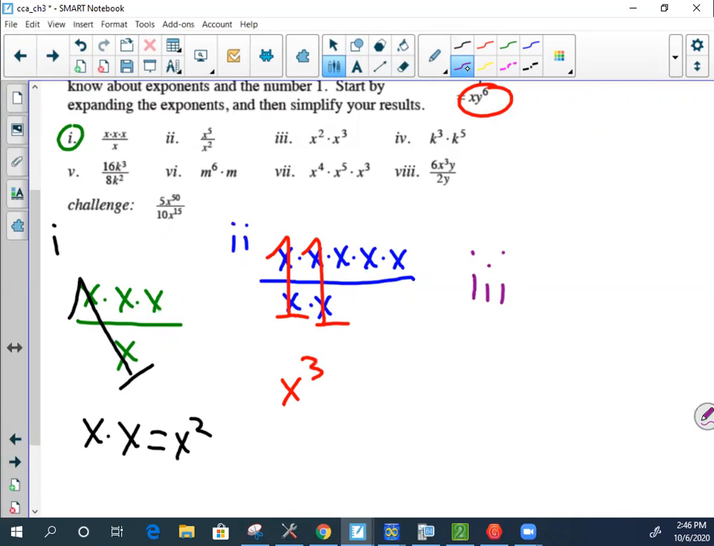And if we look at problem 3, I have x squared times x to the 3rd. So x squared can be written as x times x, and x to the 3rd is x, x, and x. Since my bases here, my base value, remember we talked about base in the beginning, are all x's, what I can do is write this out as x to the 5th. So that's how I can simplify 3. It's going to be x to the 5th there.